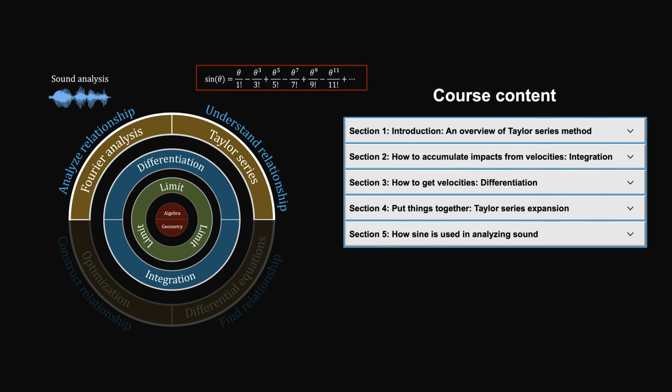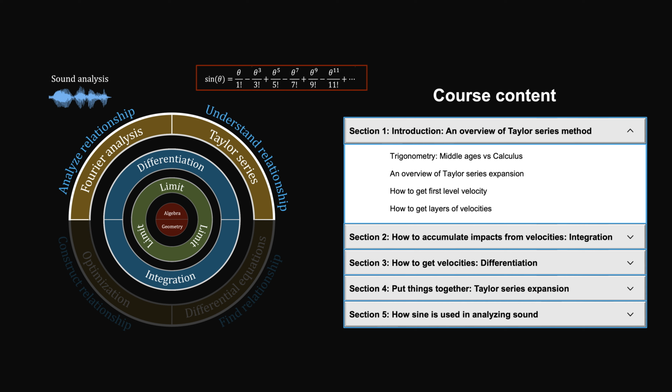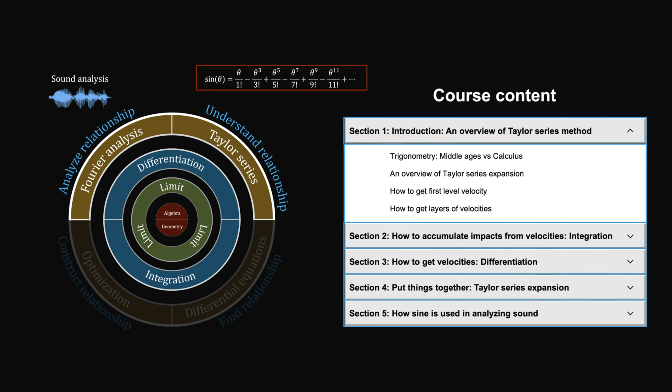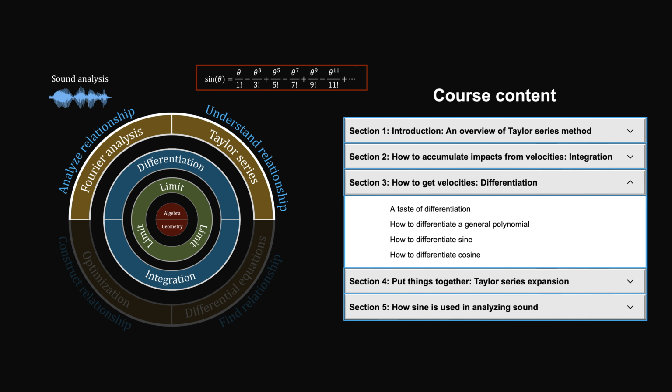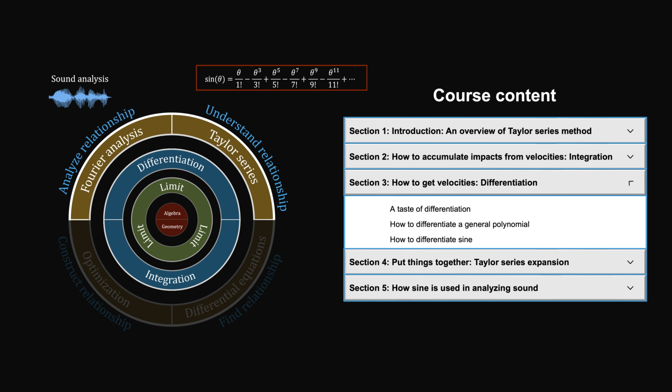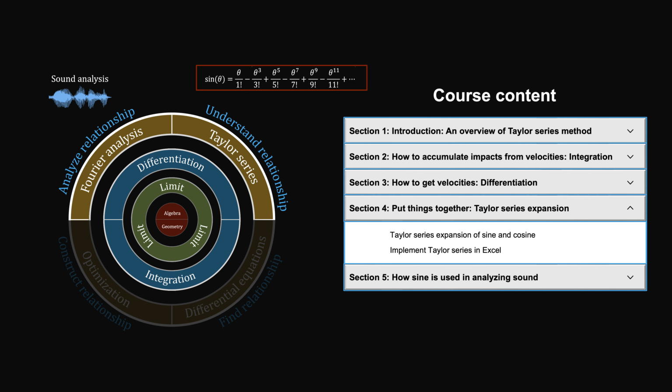Here is the content structure. We will first do some introductory lectures giving you an overview of the Taylor series method. Without using differentiation, we will see what those velocities should be based on intuition and geometry. Then we will talk about how integration technique is used to accumulate the impacts from those velocities. Then we will talk about the differentiation technique that can get us the velocities precisely. Then we will put things together to build the Taylor series expansion for sine.